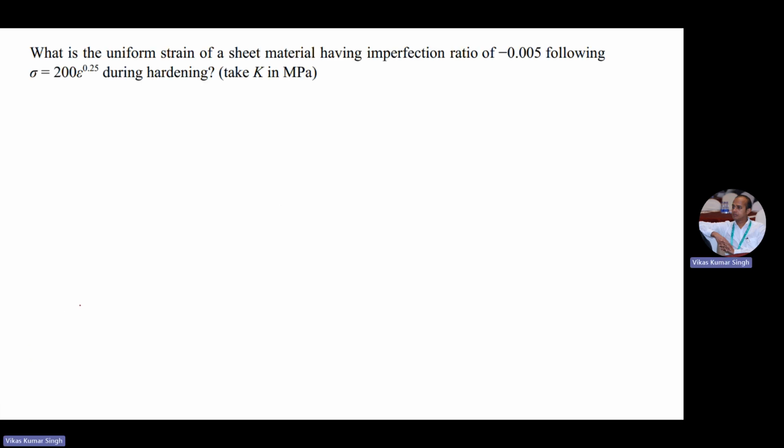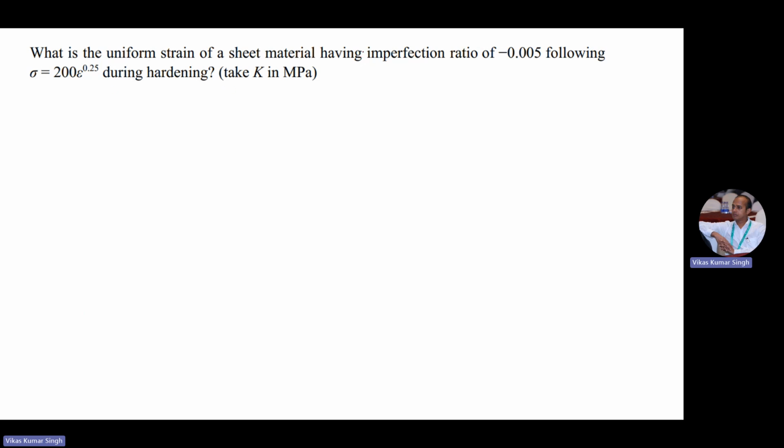So we are going to solve assignment number 5 today. And the first question is: what is the uniform strain of a sheet material having imperfection ratio 0.005, following sigma equal to 200 into epsilon to the power 0.25, during the hardening?